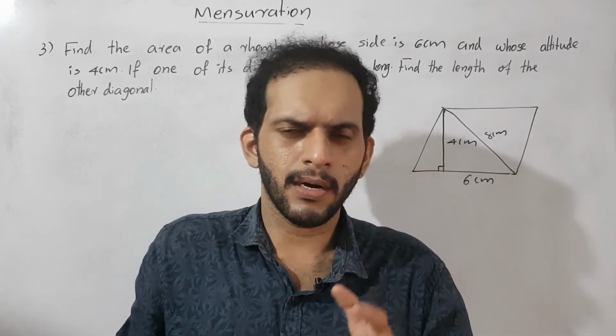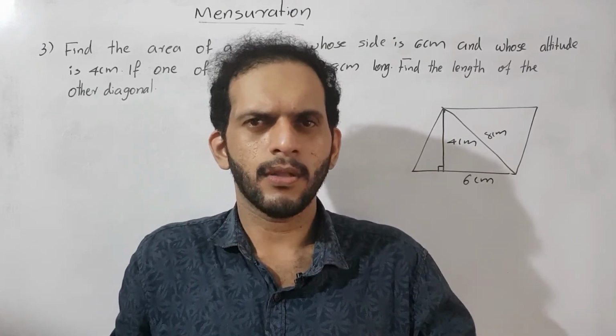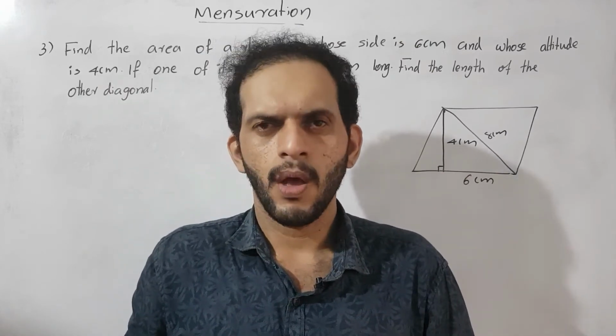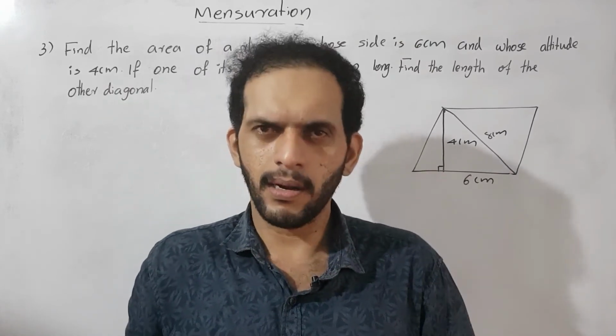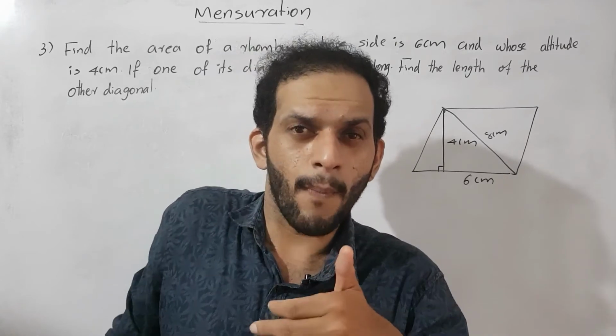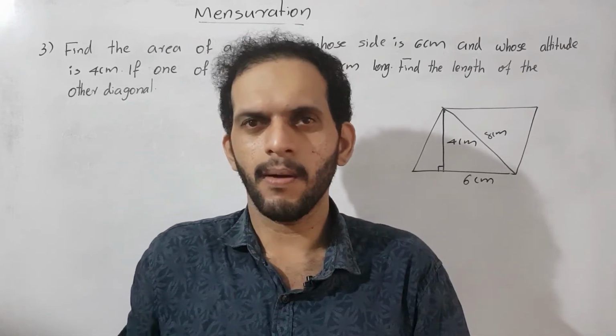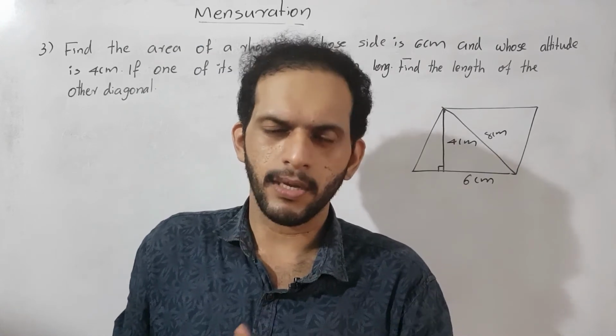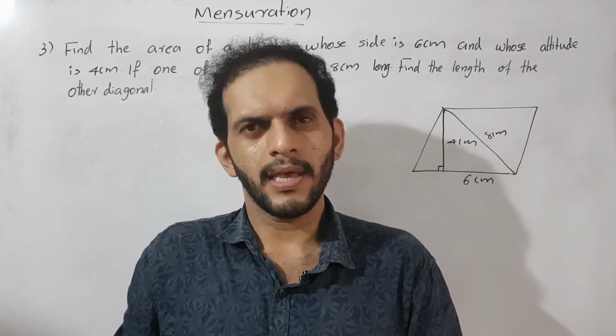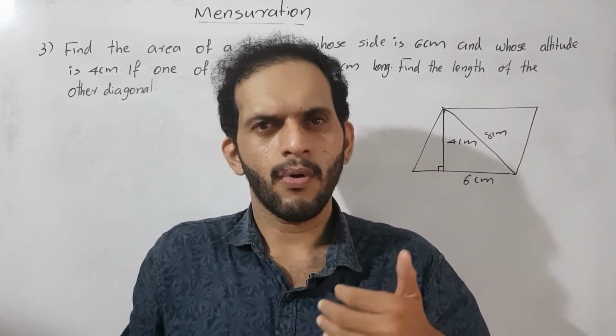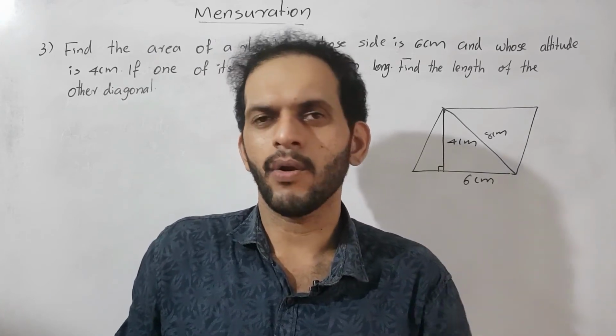നമുക്ക് മനസ്സിലായി, നമുക്കറിയാം എന്താണ് റോംബസ് എന്ന് പറയുന്നത്, ഒരു പാരലോഗ്രാം ആണ്. അപ്പോൾ റോംബസ് ഒരു പാരലോഗ്രാം ആണെങ്കിൽ നമുക്ക് റോംബസിൻ്റെ ഏരിയ കണ്ടുപിടിക്കാൻ ഏതിൻ്റെ ഇക്വേഷൻ അല്ലെങ്കിൽ ഏതിൻ്റെ ഐഡിയ അപ്ലൈ ചെയ്യാം? പാരലോഗ്രാമിൻ്റെ ഐഡിയ അപ്ലൈ ചെയ്യാം.